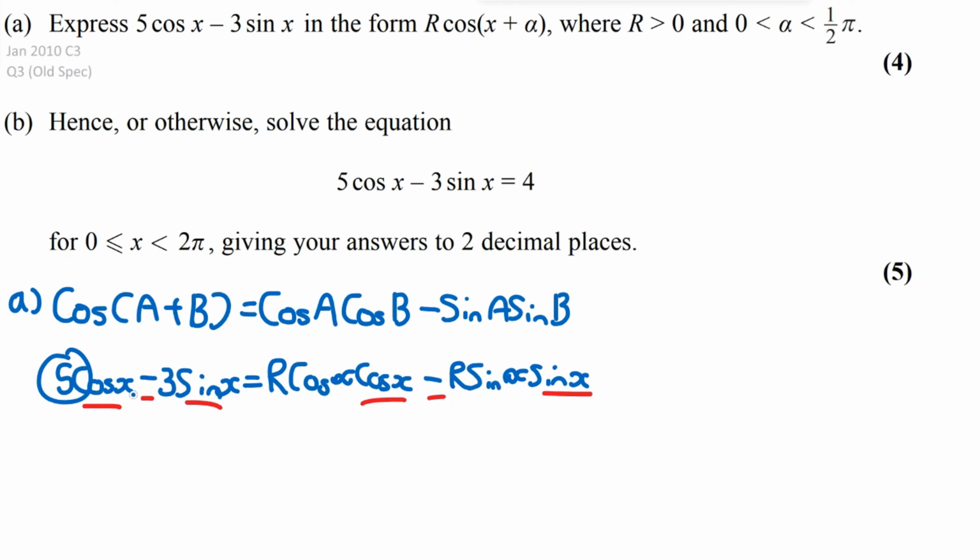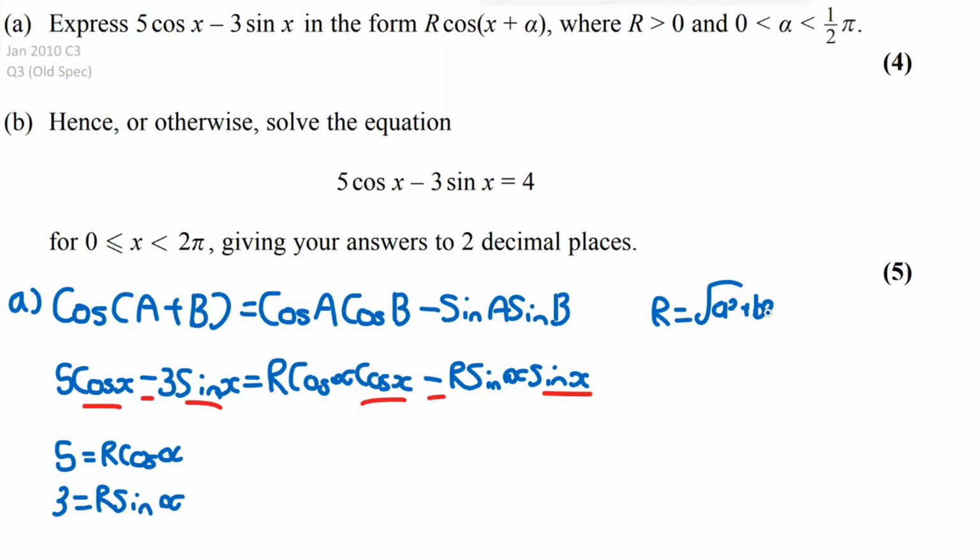So therefore you can deduce that 5 is r cos alpha, and 3 is r sin alpha. We can figure out r using the formula that r is equal to the square root of a squared plus b squared, where a and b are the coefficients of cos and sin. So r is going to be equal to the square root of 5 squared plus 3 squared, and if you put this into a calculator, this is equal to root 34.